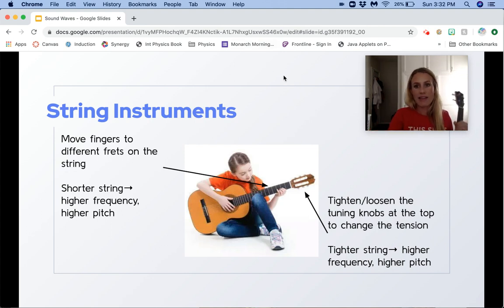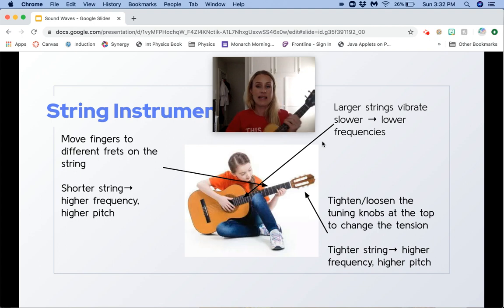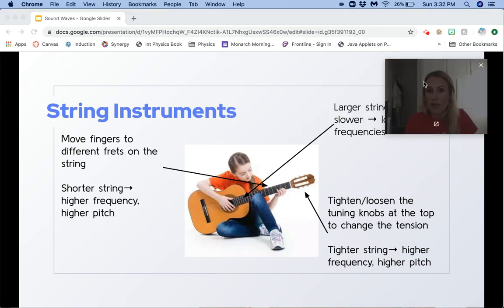Okay, and then last but not least, another way to change the frequency is that the larger strings are gonna vibrate slower. So, and therefore they will have lower frequencies. Now I have a large string right here, and that will have a lower frequency than that string right there. On the video that I'm gonna show you guys next, it's really easy to see that, okay? So let's show that video.